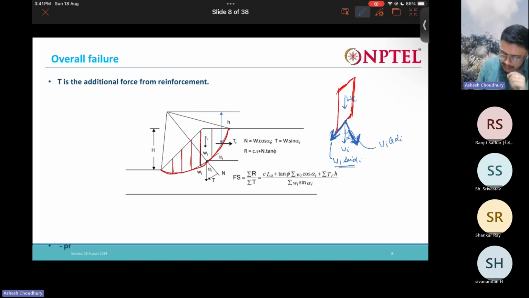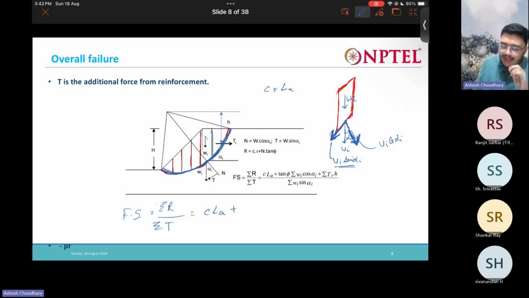For all the wedges you need to calculate these Wi's and all the alphas, and then sum them up. So what is our factor of safety? Factor of safety is nothing but the summation of resisting forces divided by the summation of disturbing forces. Now say the soil has some cohesion c, then the first restoring force that will be coming is cohesion times the total length of this arc, which gives the first term, c times La.